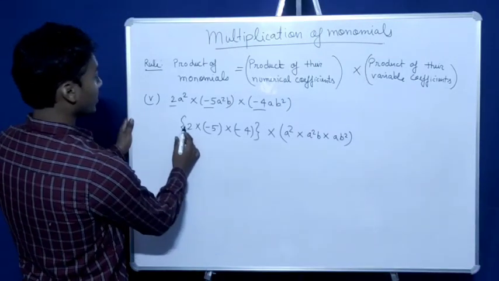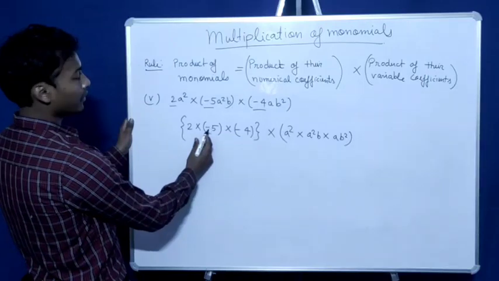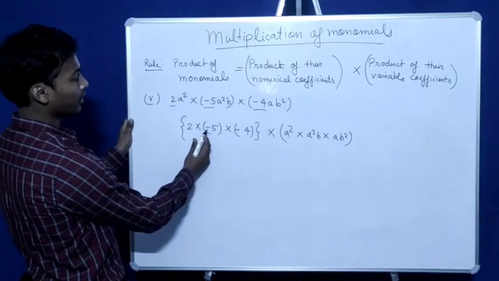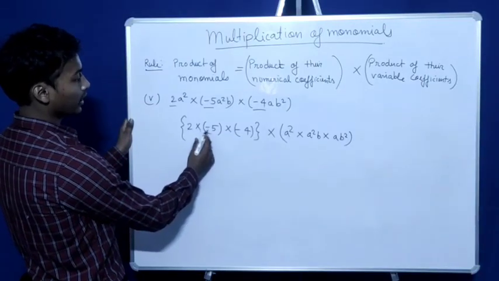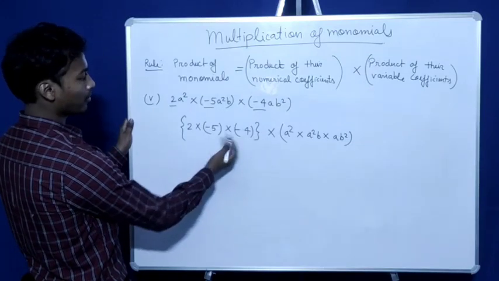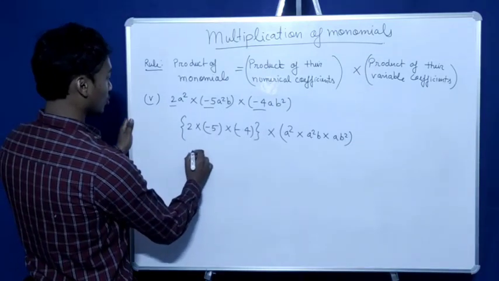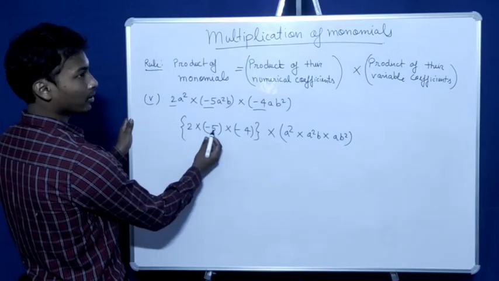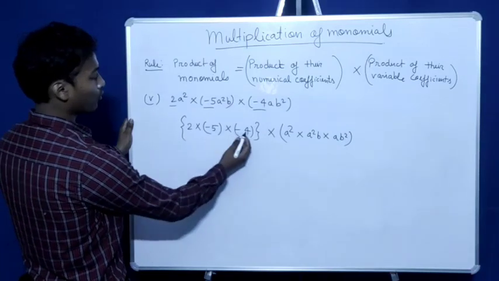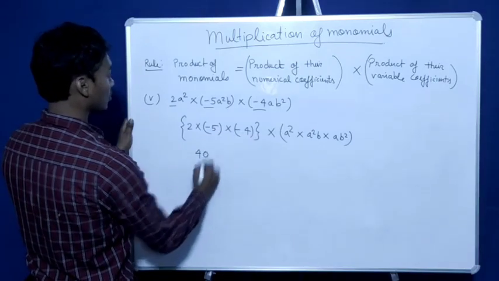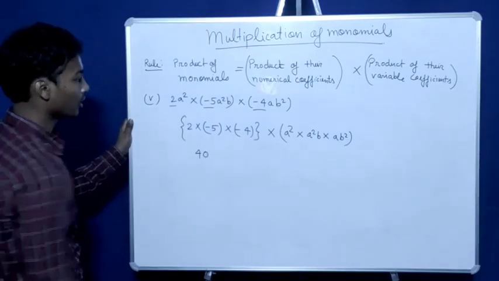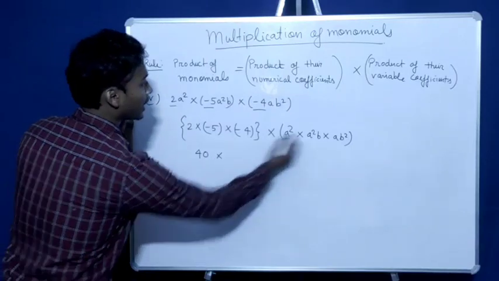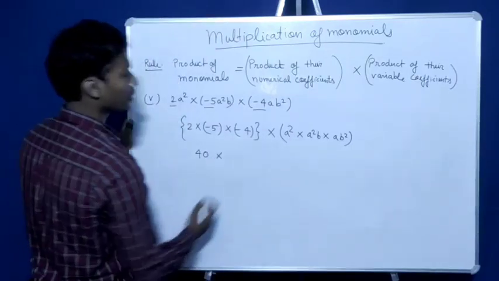Now a positive integer multiplied by a negative integer will give us a negative integer. So negative, then a negative integer multiplied by negative will give us a positive integer. So we'll have a positive sign here. So 2 times 5 will give us 10, 10 times 4 is 40. So the result is 40 multiplied by the variable coefficients.